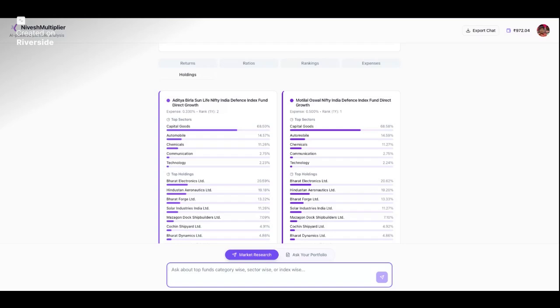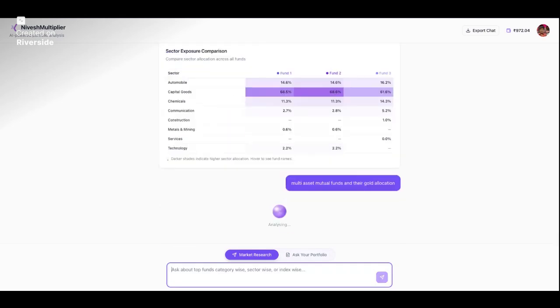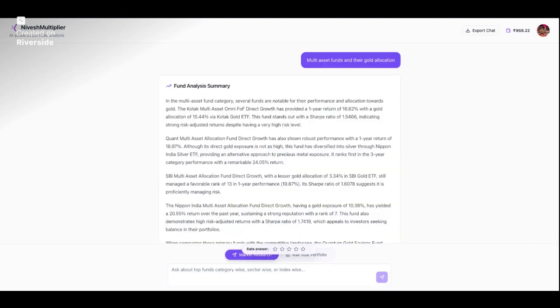These days gold is really hot, and maybe I'm interested in buying a multi-asset fund, but more specifically one which has a good amount of gold allocation. So I could just prompt like that. So we got a response.